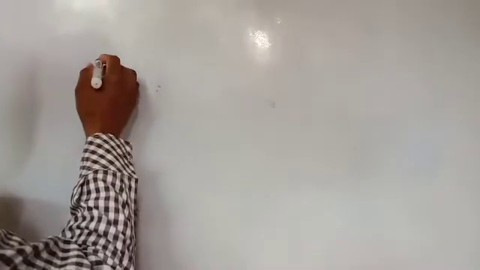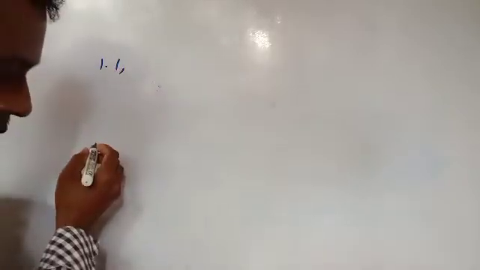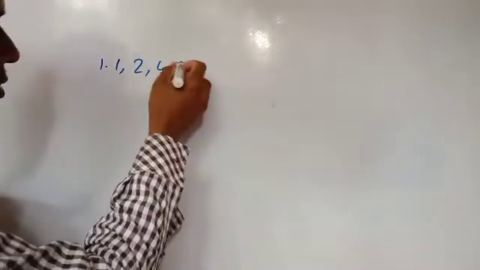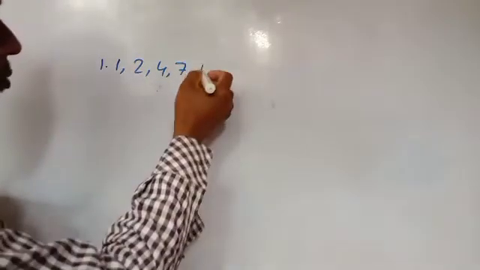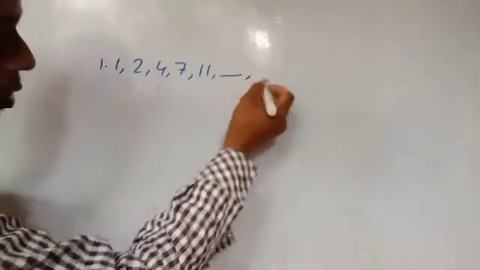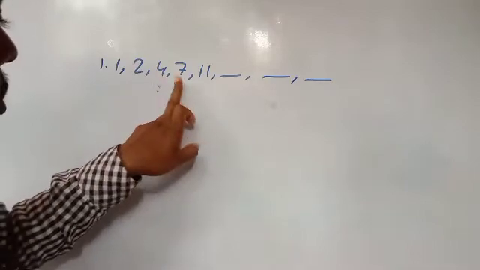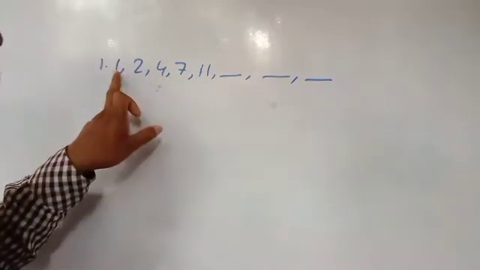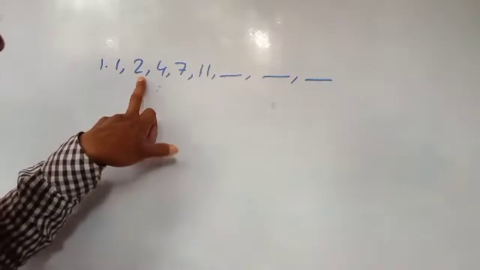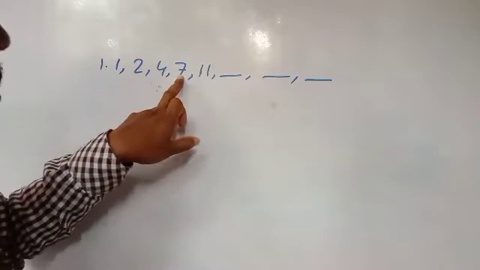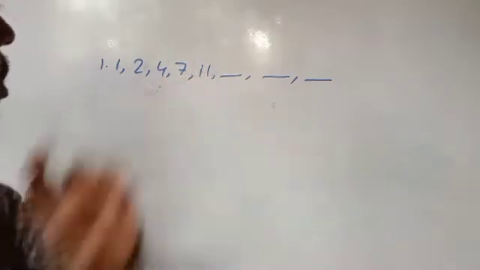Now I am showing you some sums from the review exercise. First one, you see 1, 2, 4, 7 and 11. Now next three you have to write. 1 plus 1, 2. 2 plus 2, 4. 4 plus 3, 7. 7 plus 4, 11.